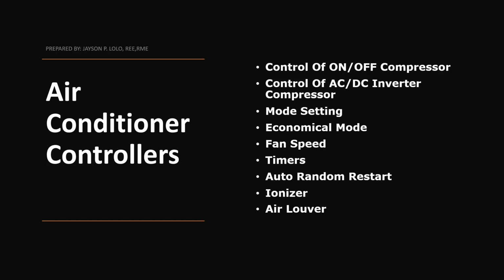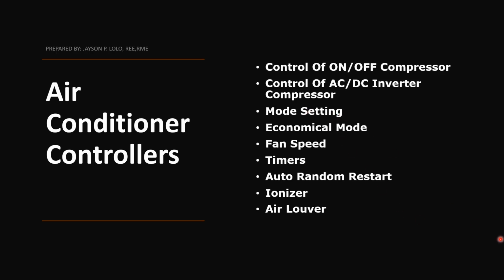Now we have the air conditioner controllers. So we have one, control of on and off compressor. The compressor is the most important component of the vapor compression refrigeration system. The on-off type of compressor used to be popular in the past, but the DC inverter type of compressor is the latest technology in the market, though more costly. Next is the control of the AC-DC inverter compressor. The DC inverter or AC inverter type of control has better control in that it does not have to turn off totally.